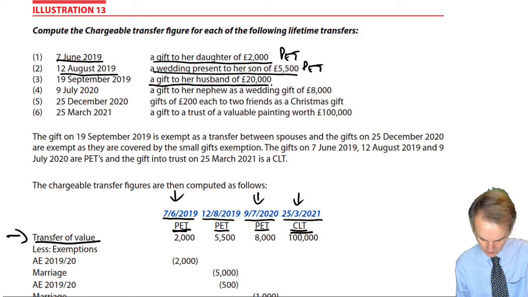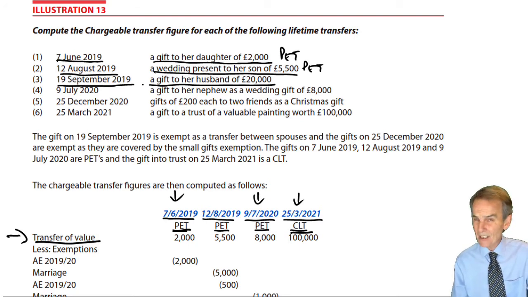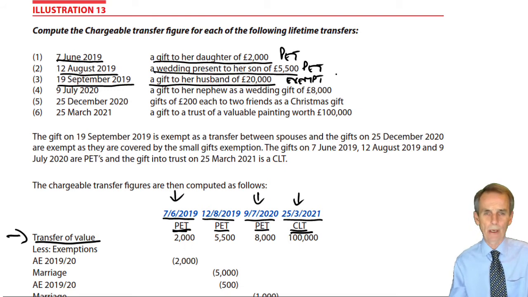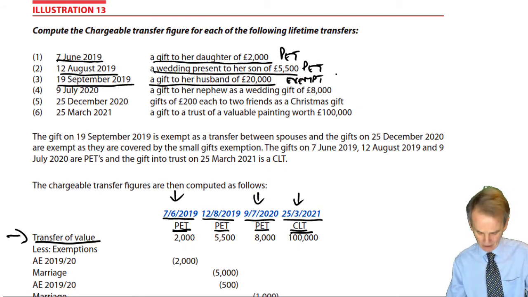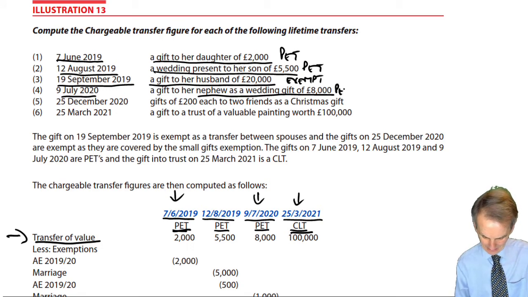A gift to her husband of £20,000 in September 19. That gift to the husband, well, that's neither a PET or a CLT, is it? Because that is a transfer between spouses, and it is exempt in its own right. It doesn't matter how much is involved, whether it's £20,000 or £2 million, that is an exempt transfer. 9th of July 20. A gift to her nephew as a wedding gift of £8,000. Again, a PET.